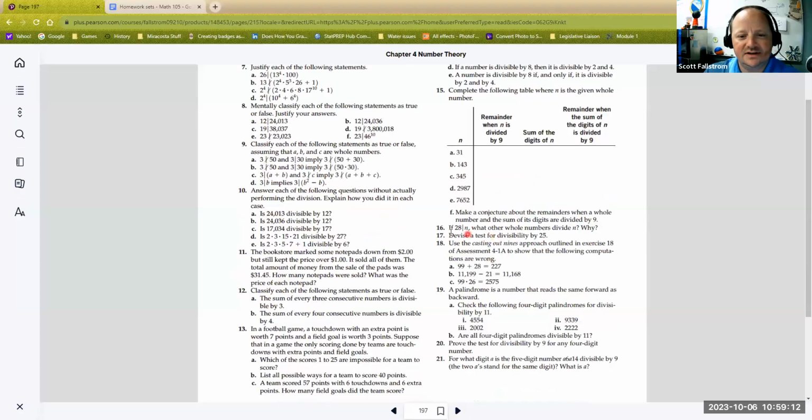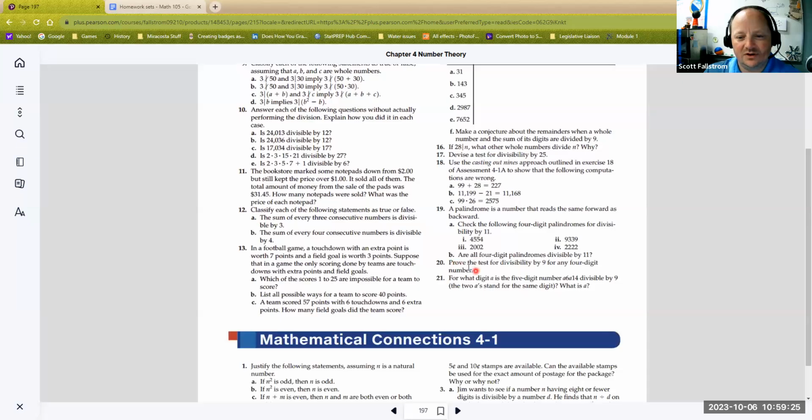Let's see here, 14, 16. If 28 divides n, what other whole numbers divide n? That's a really good idea because now whatever you have is a multiple of 28. What must divide it? And then 20 to 21.